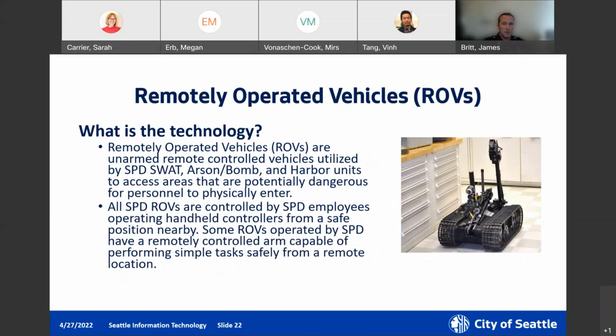The next technology we're dealing with is ROVs, which stands for remotely operated vehicles. ROVs are unarmed, remote-controlled vehicles utilized by Seattle Police SWAT, arson and bomb, and harbor units to access areas that are potentially dangerous for personnel to physically enter. All SPD ROVs are controlled by SPD employees operating handheld controllers from a safe position nearby. Some ROVs operated by SPD have a remotely controlled arm capable of performing simple tasks safely from a remote location.